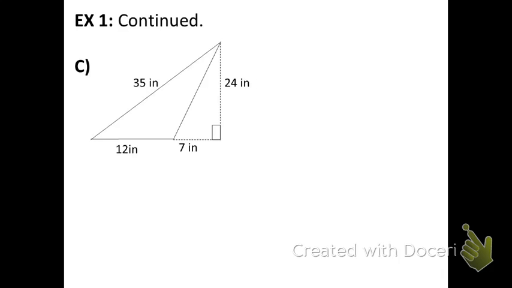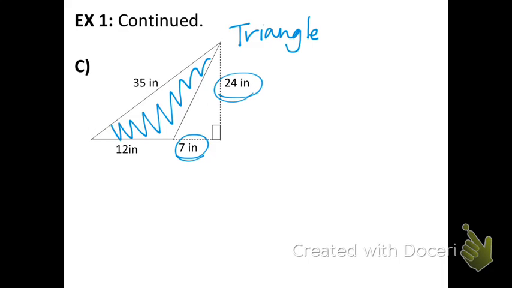For example C, we have a triangle, and it is important to recognize that this is the triangle we are using. This other information is just extra information that probably will be needed later. So we start out by finding the perimeter. To find the perimeter, we add up all the sides. So we have a 12 and a 35, but we are missing this side length here.